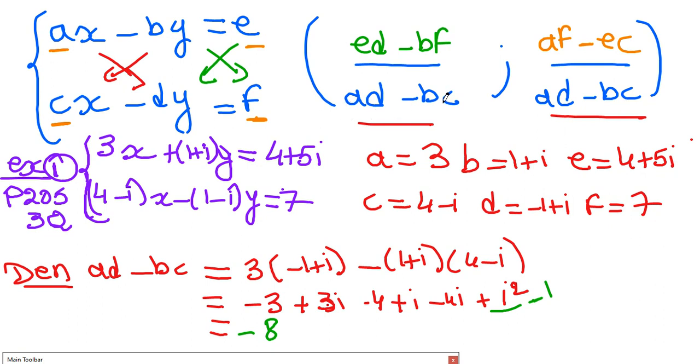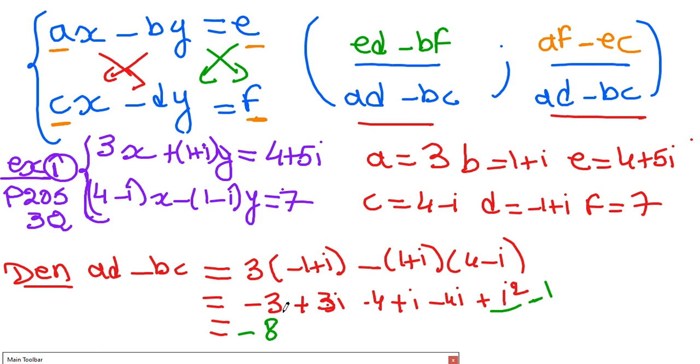It's ad minus bc. So ad is 3 times (minus 1 plus i), minus b times c, which is (1 plus i) times (4 minus i). Then I develop: 3 times minus 1 is minus 3, plus 3i. We need to be careful with the sign. Minus 1 times 4 is minus 4. Minus 1 times minus i is i. Minus i times 4 is minus 4i. Minus i times minus i is plus i squared. i squared is minus 1.